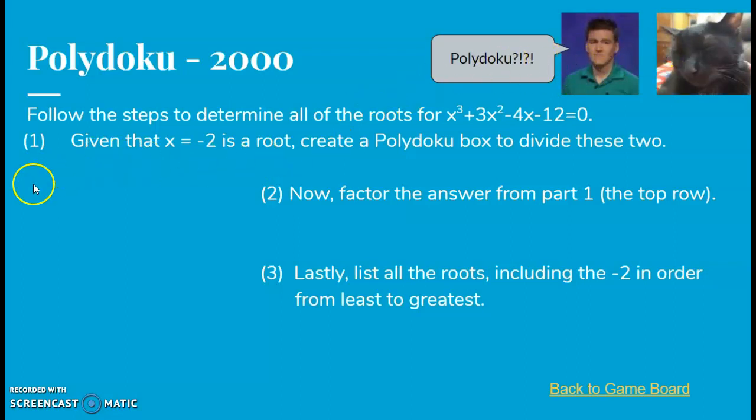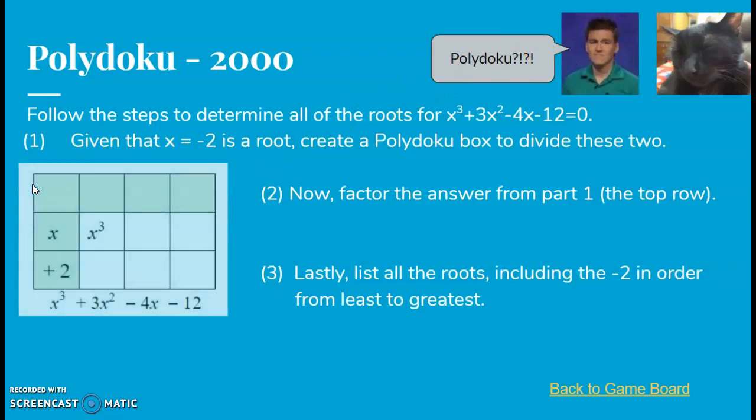So here we go. We're going to create a Polydoku box. The long polynomial goes on the bottom. X equals negative 2 is a root, so I'm going to put x plus 2 on the left side. I put my x cubed in this row right here, and then we start toggling. So what times x is x cubed? We get x squared. Take that times the 2, we get 2x squared. But we wanted 3x squared.